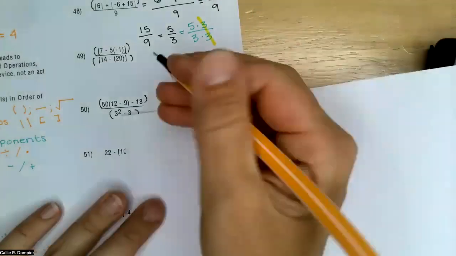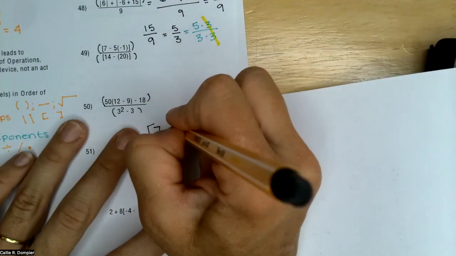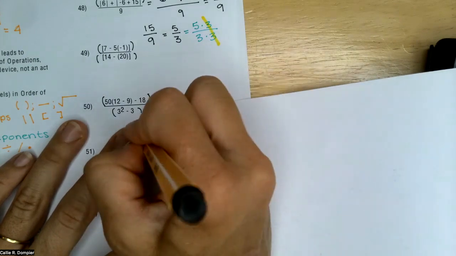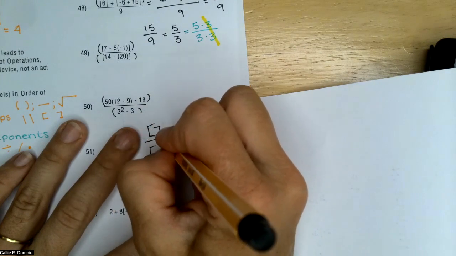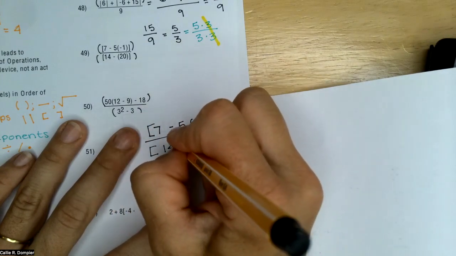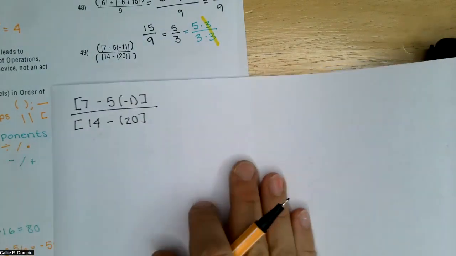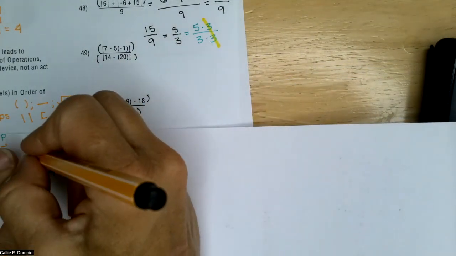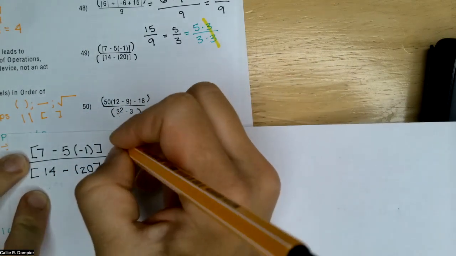This one is 7, sorry, the absolute value of 7 minus 5 times -1. The absolute value of, or sorry, no, these aren't absolute value symbols. 14 minus 20. So these are not absolute value symbols. I thought this was going to be really hard. Those are just brackets. All right, so remember, this is a group and this is a group, but they already put them in brackets, so you don't need to think about that.